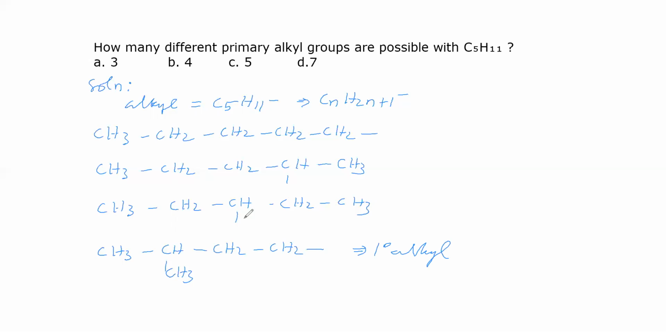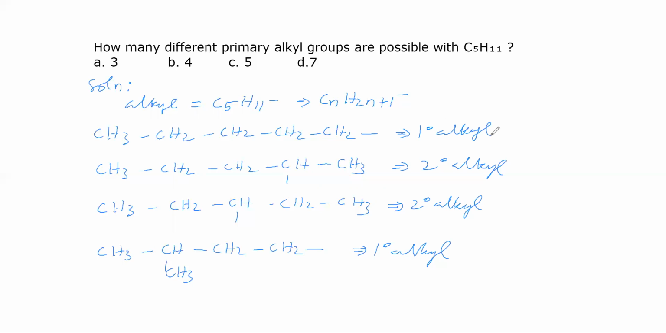Here the unsaturation at this carbon is directly attached to one carbon on the left side and one carbon on the right side, so it is a secondary carbon, so it is called a secondary alkyl group. Similarly, this one is also a secondary alkyl group. Here the unsaturation present at this carbon is directly attached to one carbon at the left, so it is a primary carbon, therefore it is called a primary alkyl group.